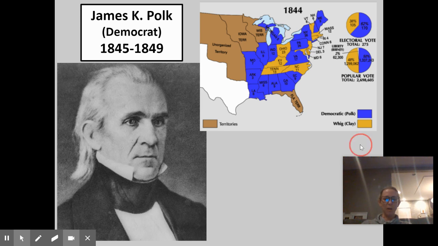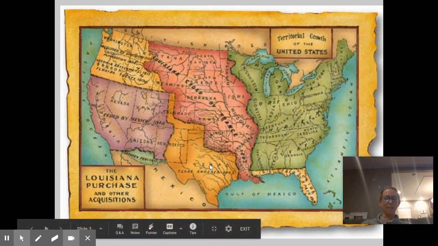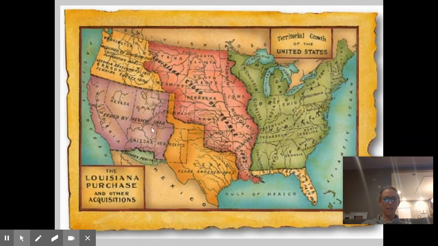One of the things he's going to promise is that we're going to get this land right here, Texas. The second promise is that we're going to get this land right here, the Southwest area. The third promise is we're going to get this yellow territory here, the Oregon Territory. And the fourth promise is that he's going to do this all in one term. And believe it or not, he fulfills all four of those campaign promises.